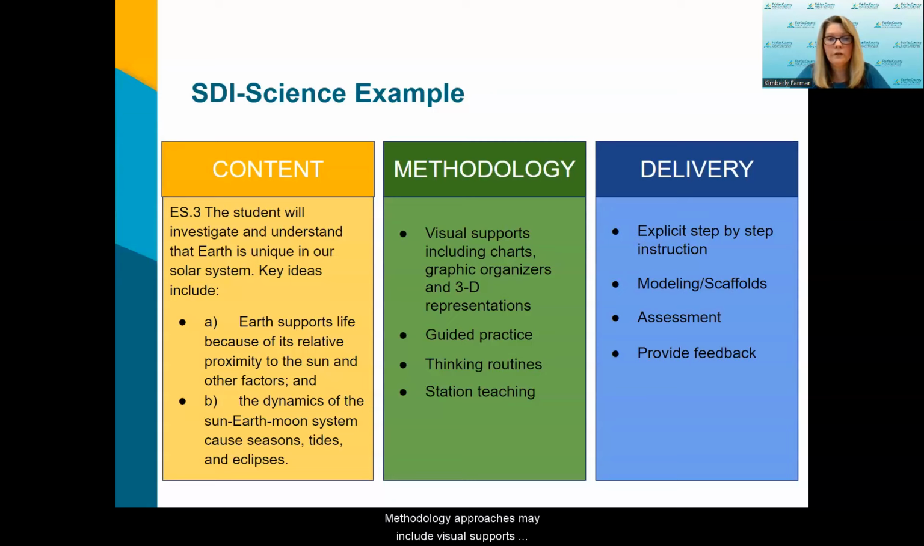Methodology approaches may include visual supports that have charts, graphic organizers, or potentially 3D representation. Guided practice could be implemented, thinking routines established, or station teaching developed. Under delivery, we would have explicit step-by-step instruction with modeling and scaffolds provided, assessment of progress, and feedback to the student in real time.